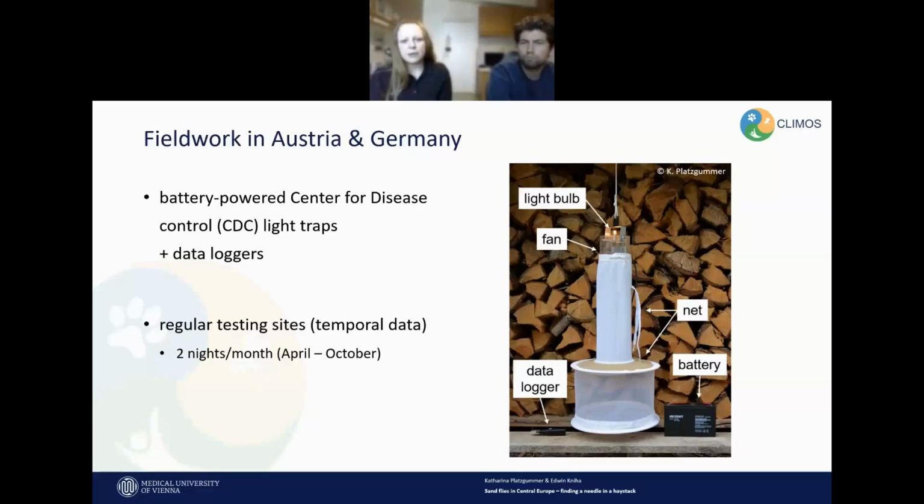This is because we know that between November and March, it's still too cold for the sandflies to be active, so we won't be able to trap any. However, these time periods are, of course, different for the more southern countries.